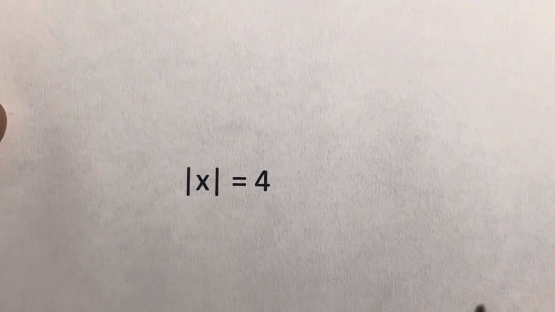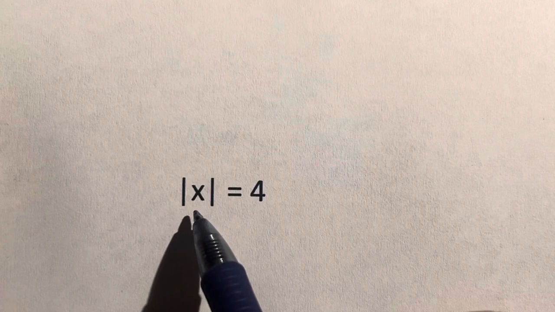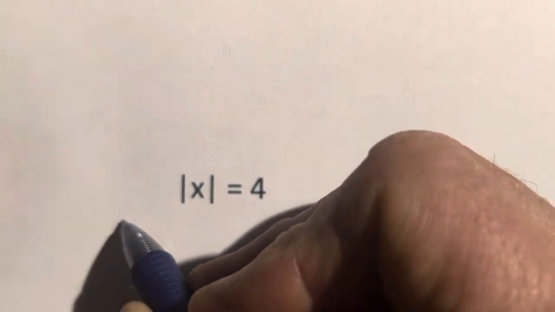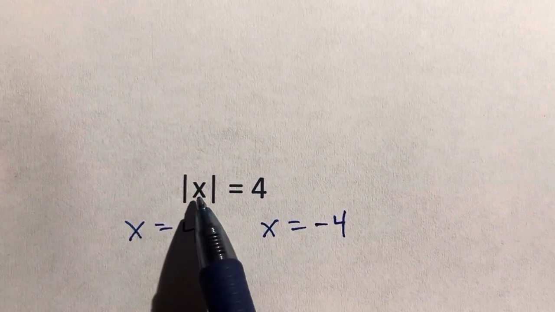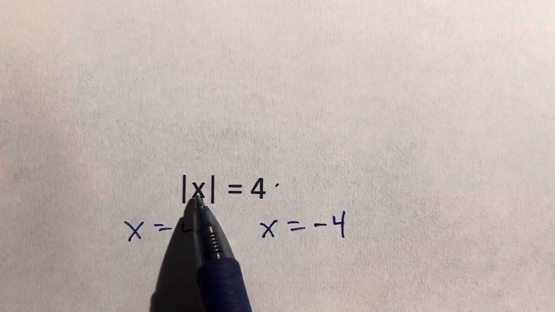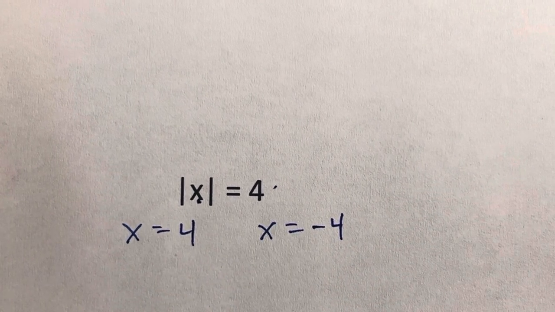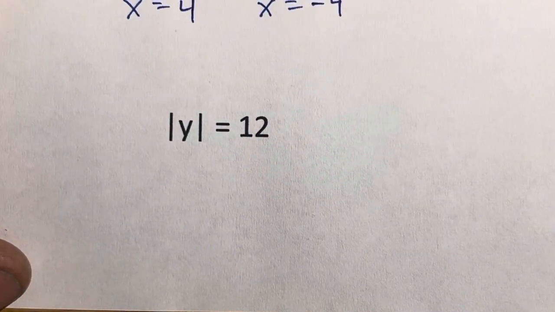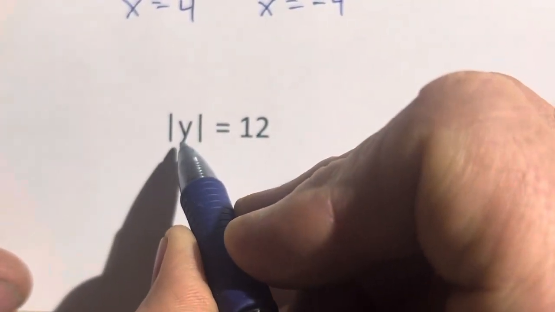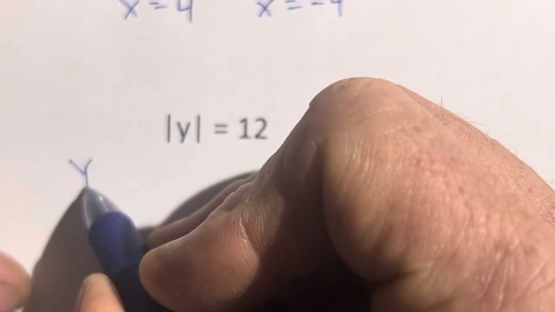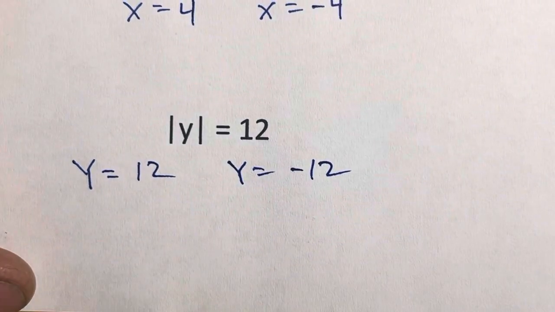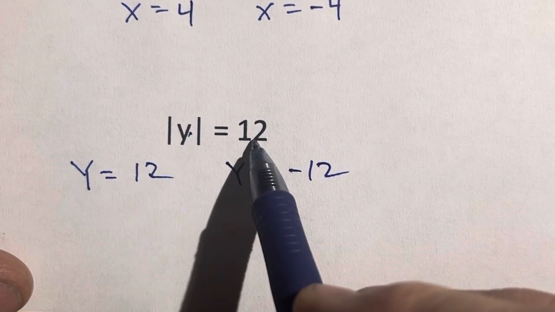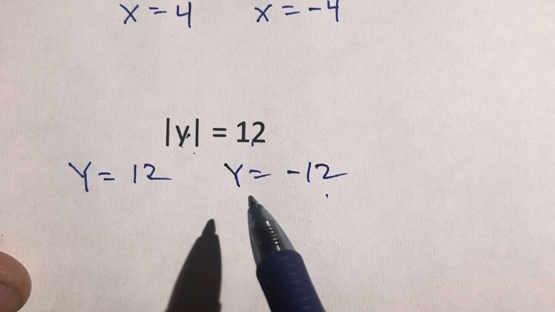All right, well, suppose I have a variable in there, like the absolute value of x is 4. What could x be? Well, actually, there's two values. X could be 4. X could be -4. Because the absolute value of 4 is 4, and the absolute value of -4 is 4. Similarly, if I have the absolute value of y is 12, that means y could be 12, or y could be -12, because the absolute value of 12 is 12, and the absolute value of -12 is 12.